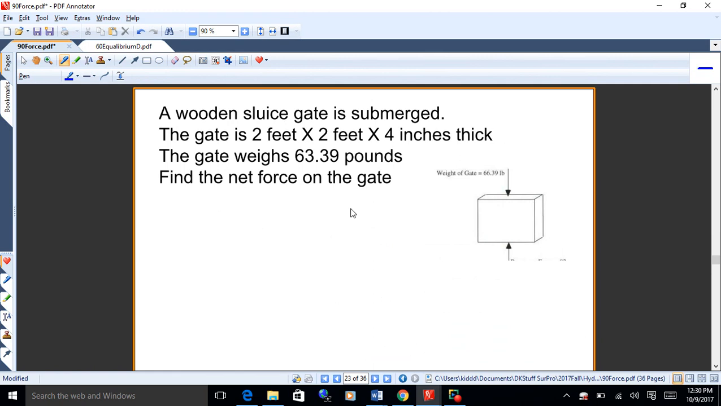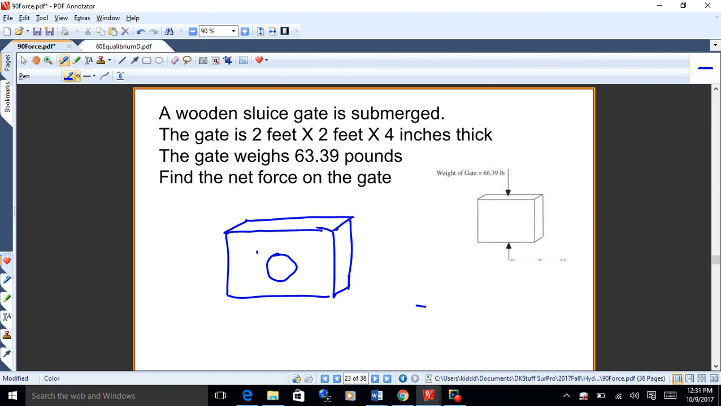Okay, let's say we've got a sluice gate that's submerged. The gate is 2 feet by 2 feet by 4 inches thick. What's the net force on the gate? So why don't you find the volume of that gate? Y'all know what a sluice gate is. If you have a dam or something, usually a smaller dam, you've got a pipe extending that goes flush with the surface of the dam. What you can do then is put a gate in front of that. It's usually wood or something like that, that blocks off the pipe entrance. Sometimes they have a screw jack kind of thing where you can raise and lower the gate.